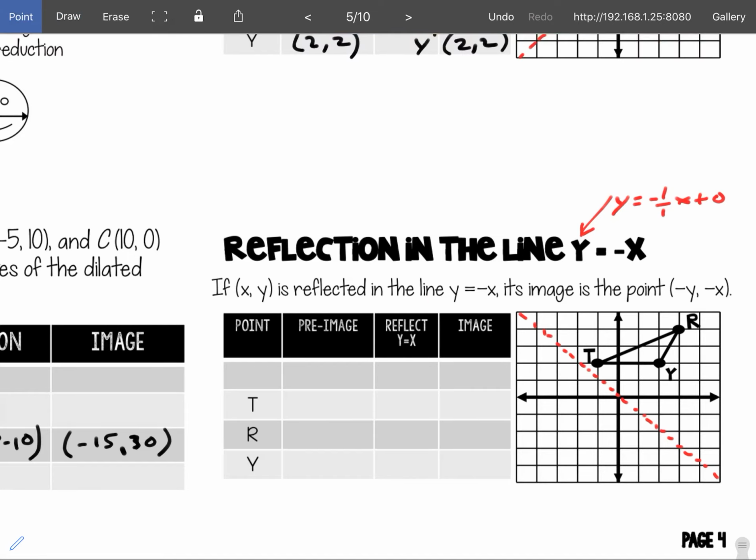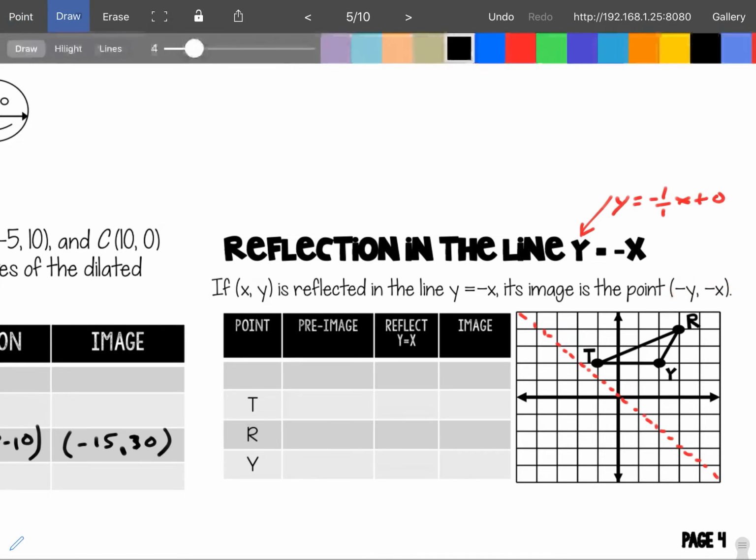So if you have the point (x, y) and you want to reflect it over the line y equals negative x, then it goes to (negative y, negative x). So I'll write that rule right here. (x, y) would map to (-y, -x). So you're just going to flip the coordinates again. X is going to become Y and Y is going to become X, but then you take the negative of each of them.